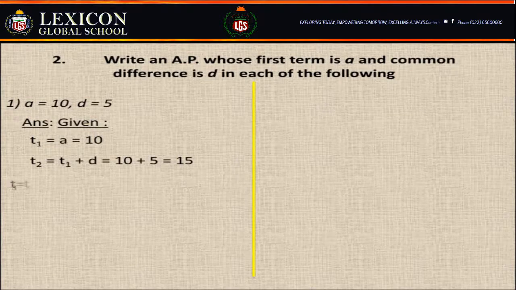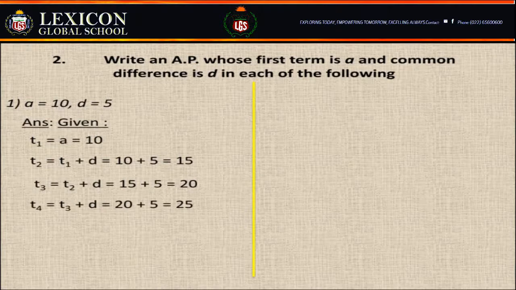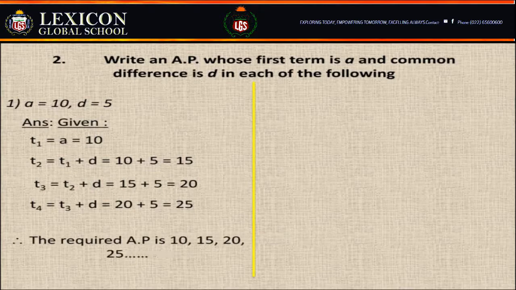Similarly, how are you going to find T3? T2 plus D. What is T2? 15. 15 plus D, that equals 20. How are you going to find T4? T3 plus D. That means 20 plus 5 will give you 25. You need to only find the first 4 terms, no need to go ahead. Therefore, the AP which we have obtained from the first term and the difference is 10, 15, 20, 25 and so on.